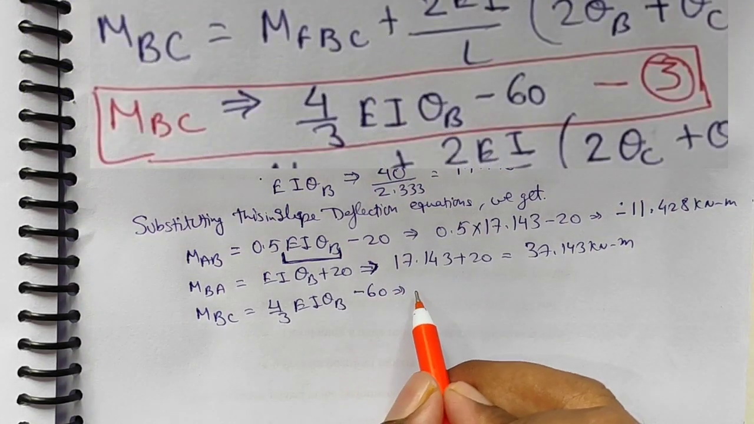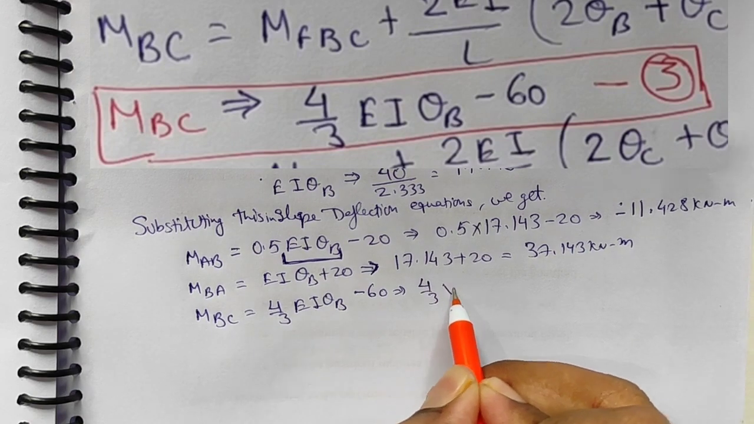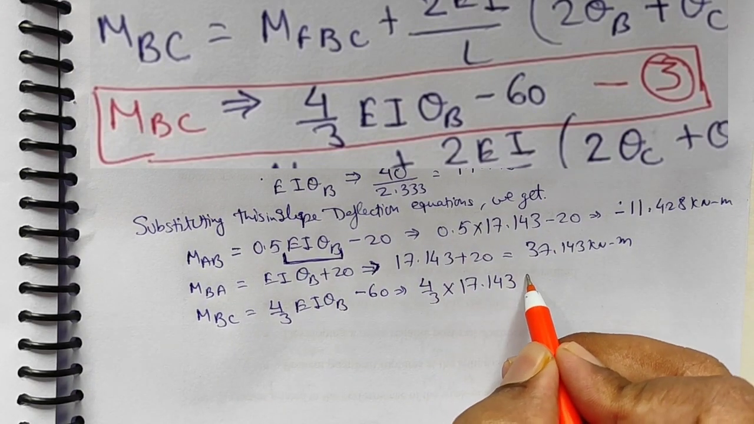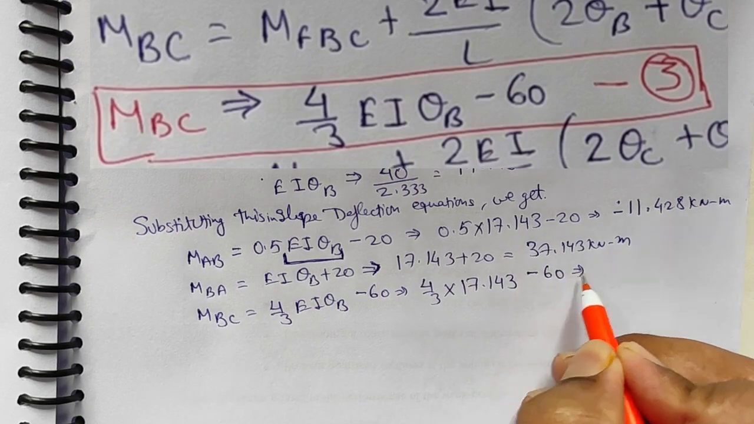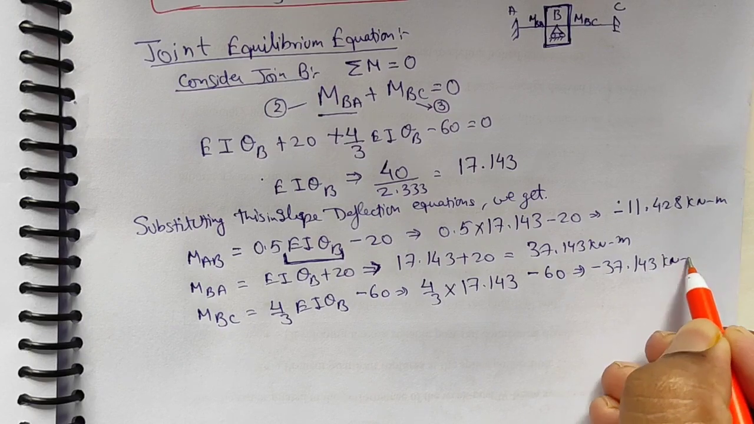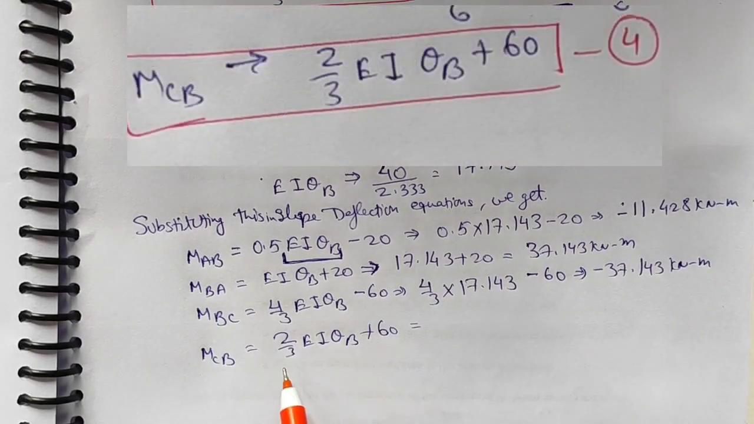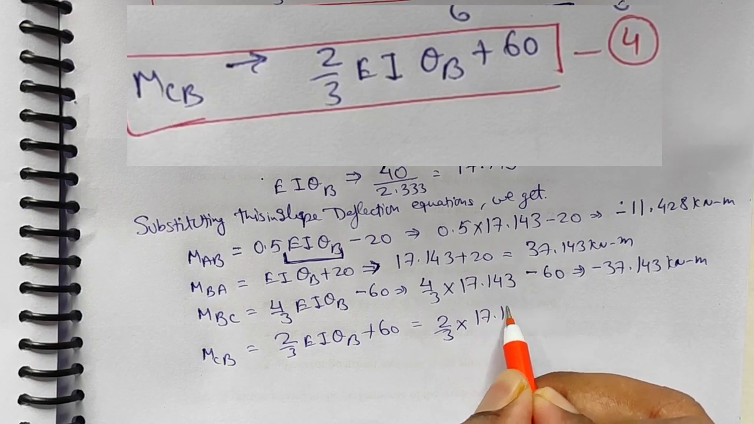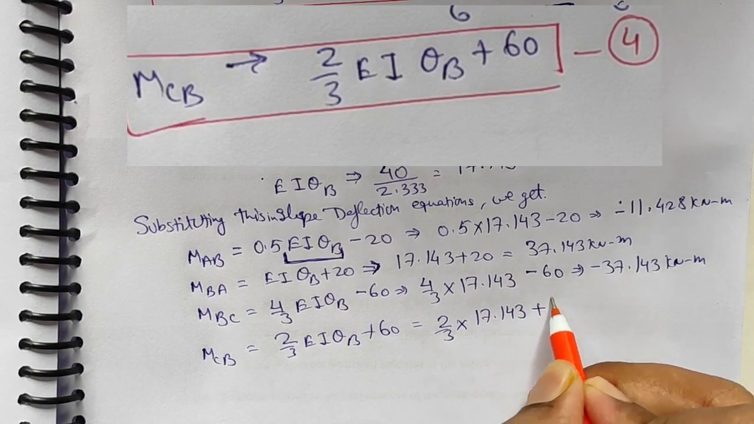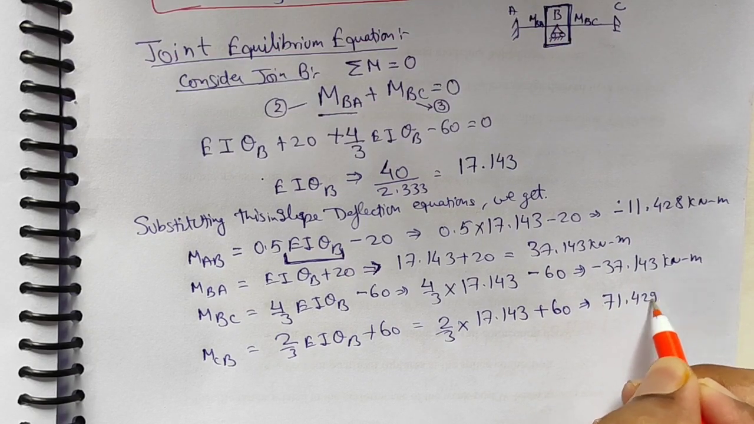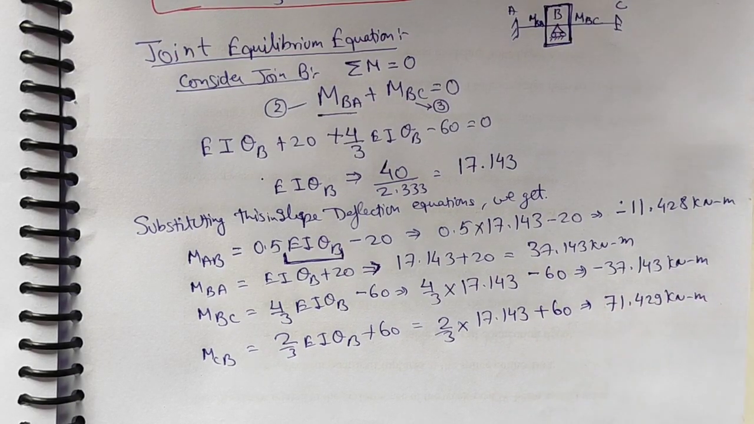The value of MBC is 4 by 3 into EI theta B, where I will put the value of 17.143 minus 60, which will give me negative 37.143 kilonewton meter. The value of MCB is 2 by 3 into EI theta B, where I will put the value of 17.143 plus 60, which will give me the value 71.429 kilonewton meter.